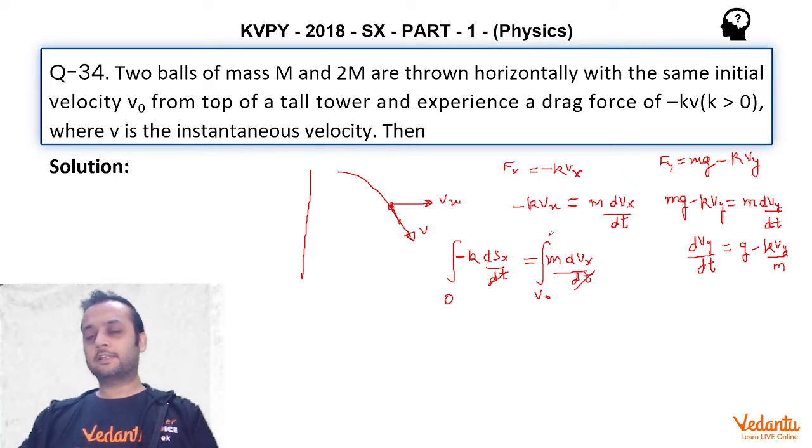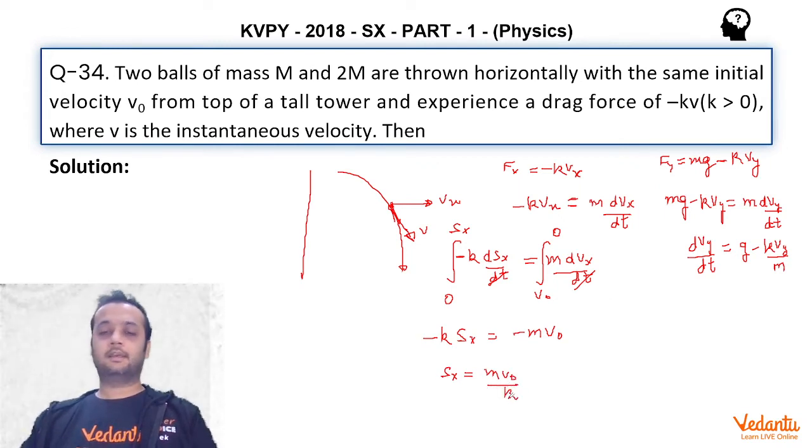Finally, the velocity in x will become 0, because the tower is very, very tall, so eventually it will effectively move in the y direction only. It will effectively gain the whole velocity in the y-axis. So vx will become 0, and by that time the displacement in x would have become sx. So if you see, this becomes k into sx is equal to minus m v naught. So from here we can say that sx becomes m v naught by k.